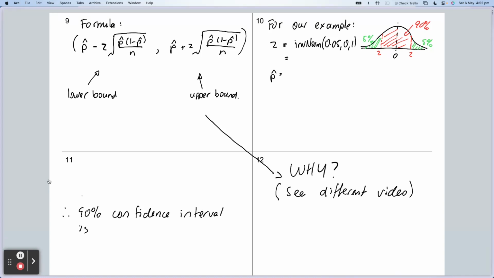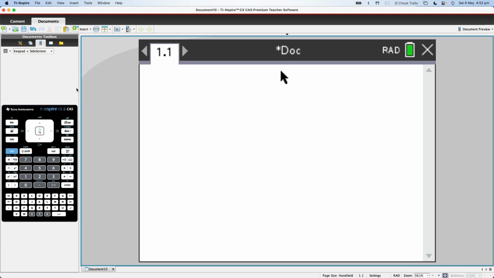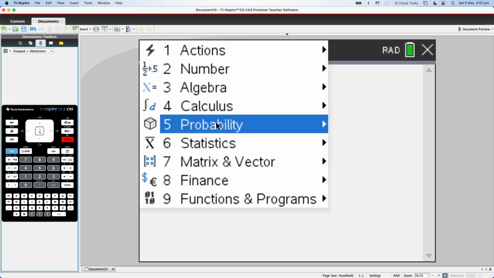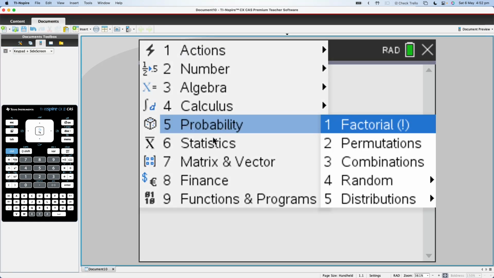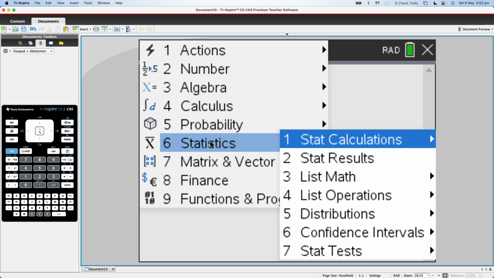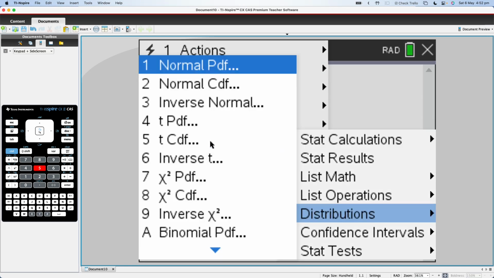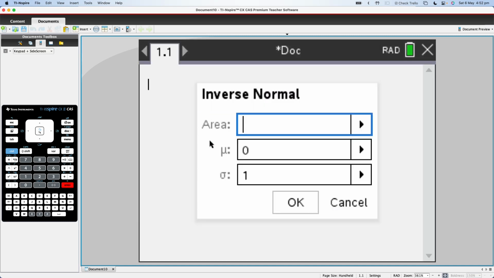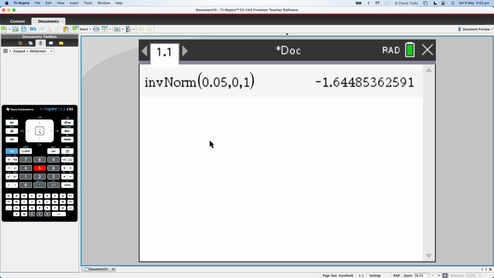And if I do that on my calculator, I will go to the menu for probability or statistics. Why not do that? Statistics. And then we will go to distributions. It's the same thing, statistics or probability, for this particular thing. And I'm going to go to inverse normal, which is number 3. And I say the area I'm looking for is 0.05. Keep the mean and the standard deviation the same. Press return. I get minus 1.644.